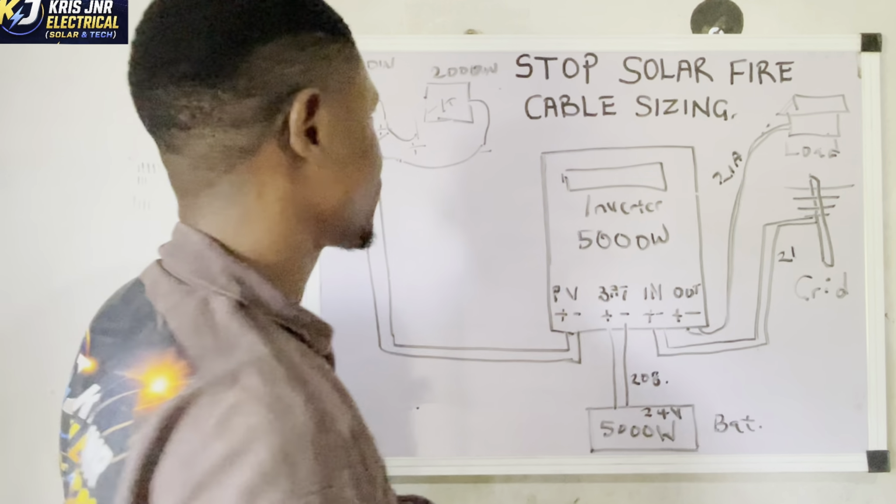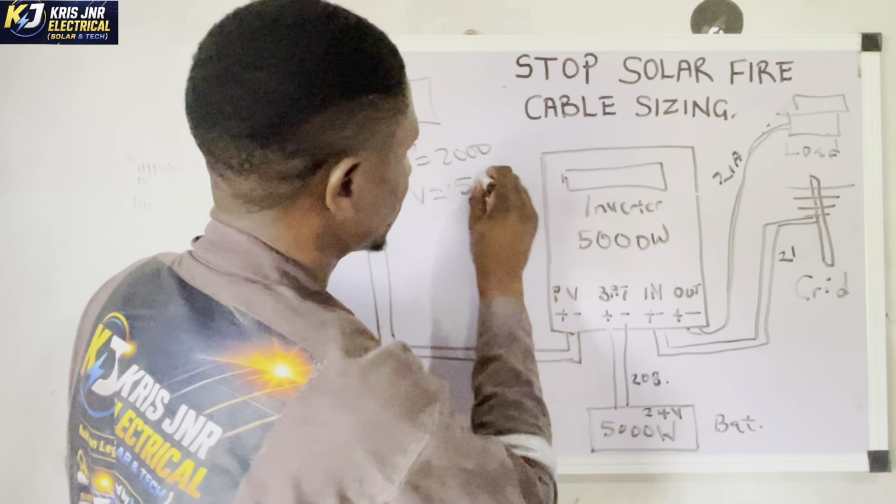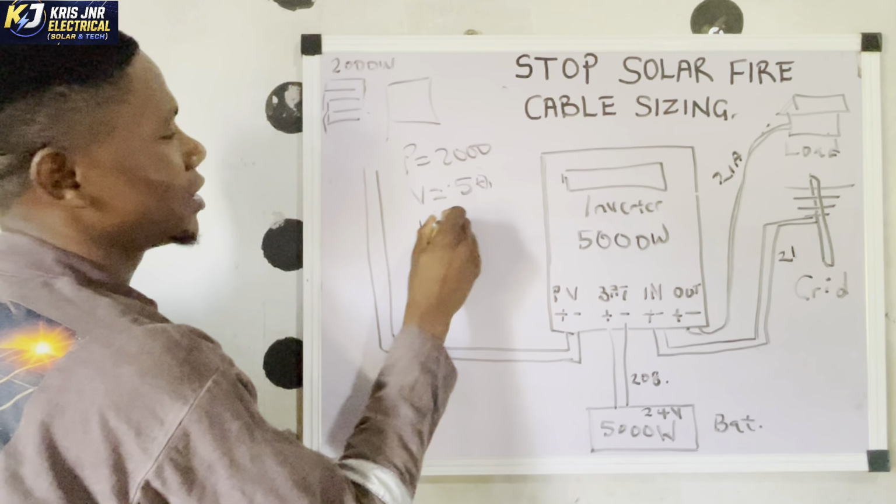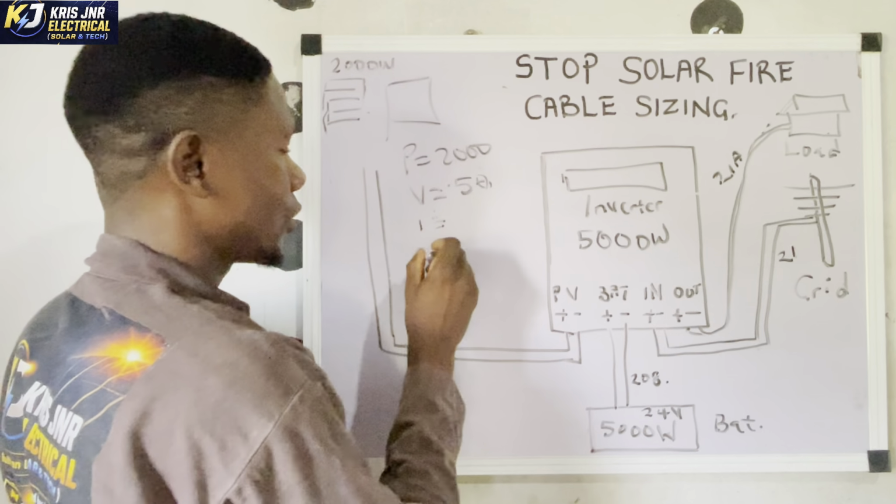Okay, so let's calculate the current that is flowing through this cable now. Let's assume you're connecting in series a 2000 watts panel. Let's say the total power rating of the panel is 2000 watts. The voltage rating is written on the panel. It could be 50 volts. So the current equals power over voltage, which is 2000 over 50, which is 40. Okay, what if you have a 5000 watts panel?